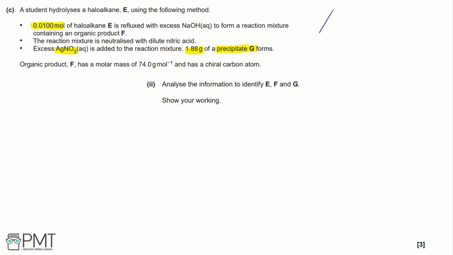So using the equation triangle of mass divided by relative formula mass times moles. So this is going to be 1.88 divided by 0.01. And this gives us 188 grams per mole.